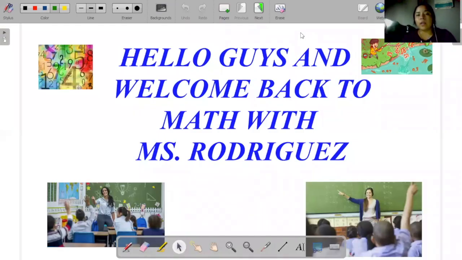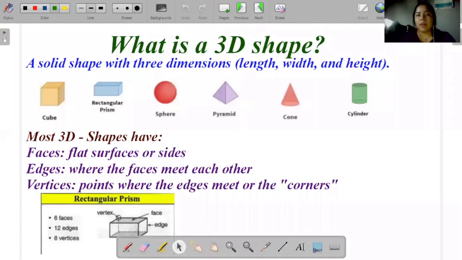Today we're going to learn about 3D shapes, or three-dimensional shapes, and how to find the surface area of a rectangular prism. What is a three-dimensional shape? A three-dimensional shape is a solid shape with three dimensions: length, width, and height. So here we have some examples: a cube, a rectangular prism, which is what we're going to learn about today, a sphere, a pyramid, a cone, and a cylinder.